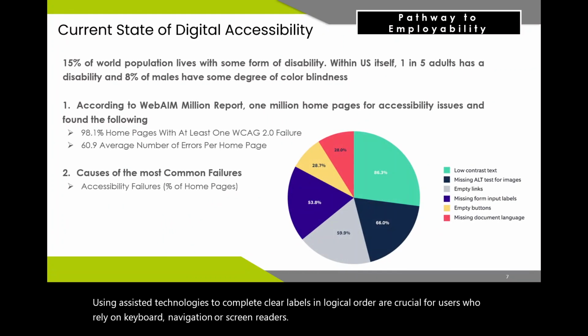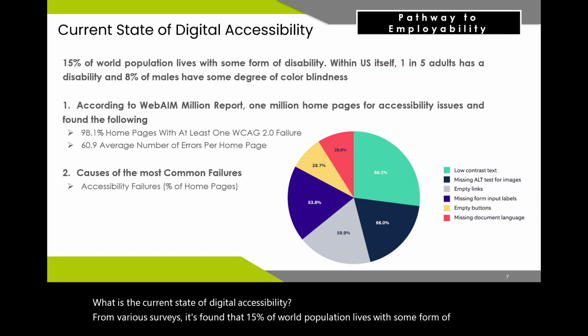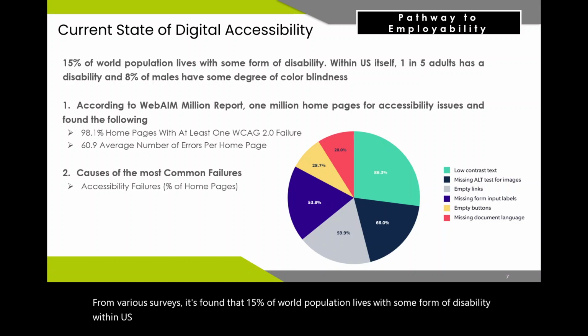What is the current state of digital accessibility? From various surveys, it's found that 15% of the world population lives with some form of disability. Within the US itself, 1 in 5 adults has a disability and 8% of males have some degree of color blindness.